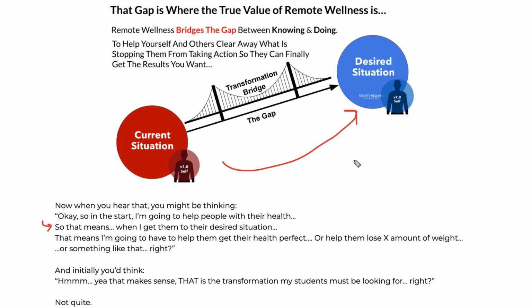Or something like that. And initially you'd think, yeah, that does make sense, right? That is the transformation that my students must be looking for. I've got to help them get into perfect shape, help them lose weight, all of that kind of stuff, whatever is entailed with the health aspect of it. That might be initially what you think of when you think of health and getting to their desired situation. But that's actually not the entire picture, okay?